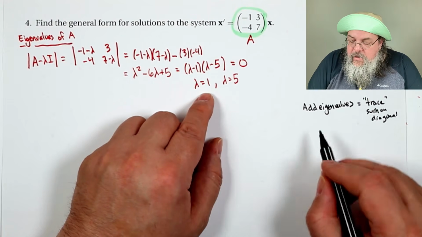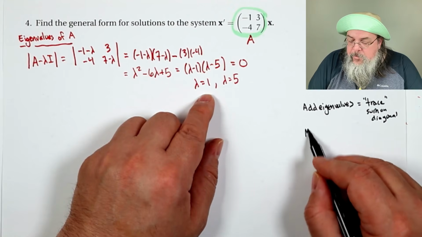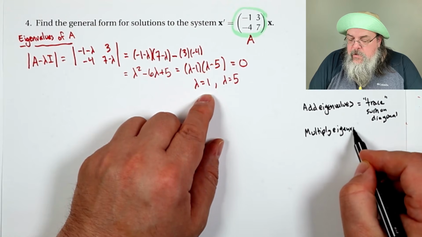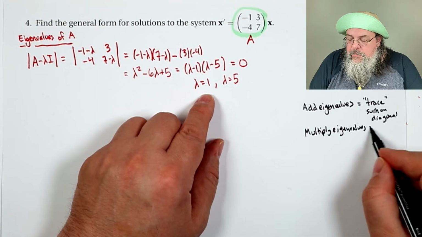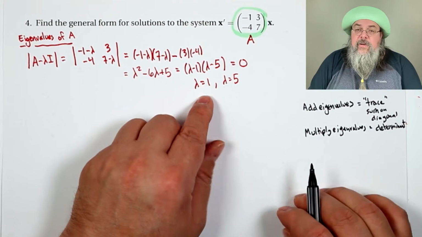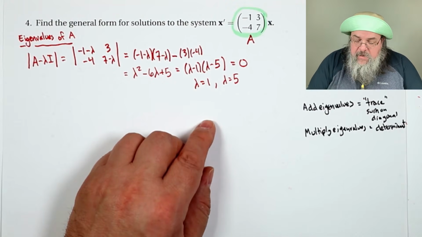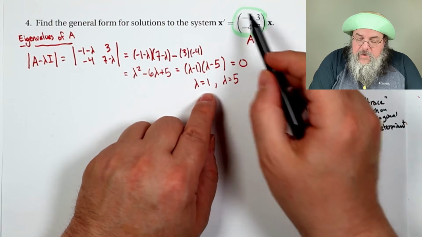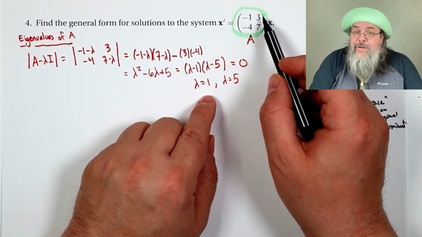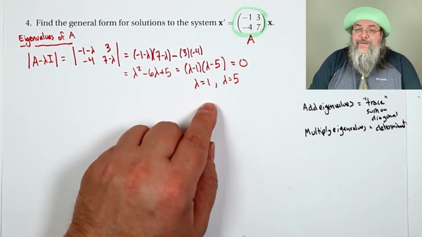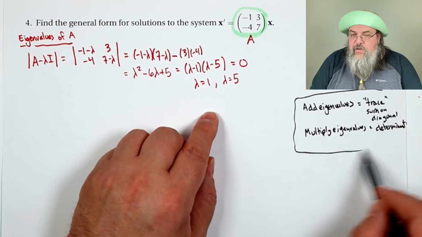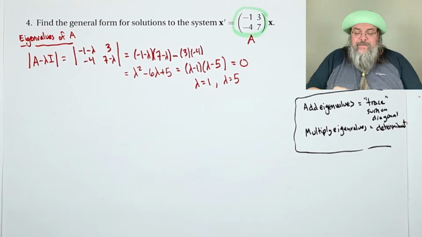So that's good. If you multiply eigenvalues, well, that's going to equal the determinant. Okay, so multiplying we get 5. And if we take the determinant, we get minus 7 minus minus 12. That's minus 7 plus 12. That is 5. And so that's our check, right? So here's our way we can check our eigenvalues.